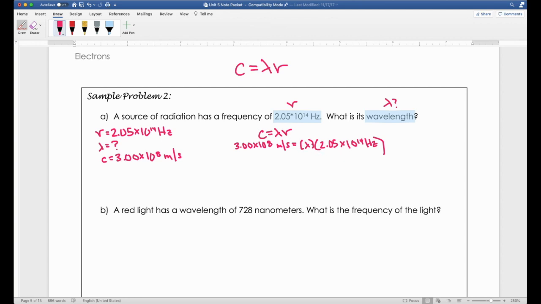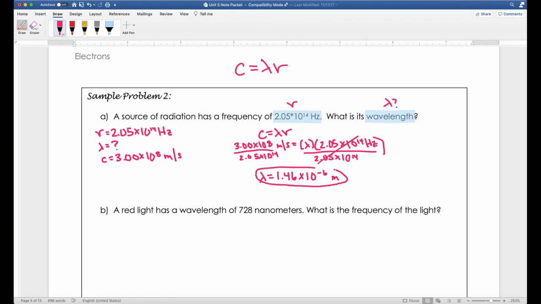To isolate the wavelength, let's divide both sides by the frequency, and you should get 1.46 times 10 to the negative 6th. Don't forget your units. Wavelength has units of meters.